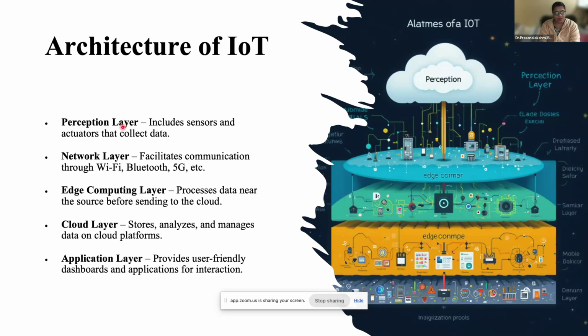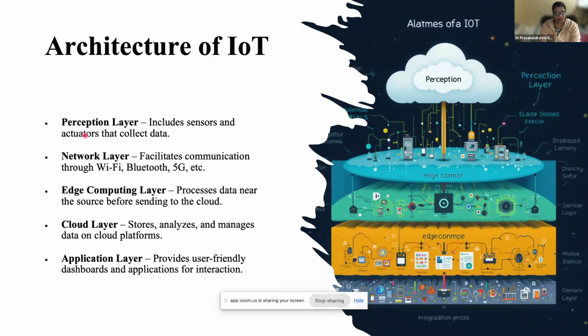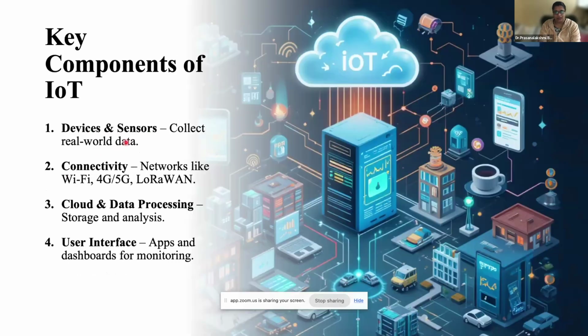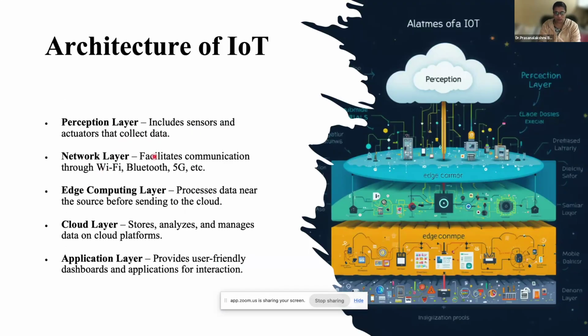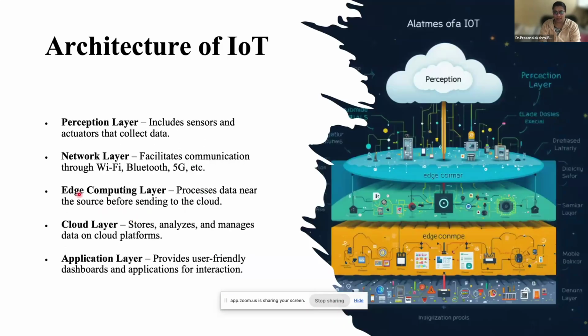In your previous slide, we have seen 4 components: device and sensor, that is the perception layer; then your connectivity, which is your network layer; your cloud and data processing, written together here as storage and analysis, which is the edge computing and cloud layer; then your user interface, which is your application layer. This is how the architecture of IoT works.